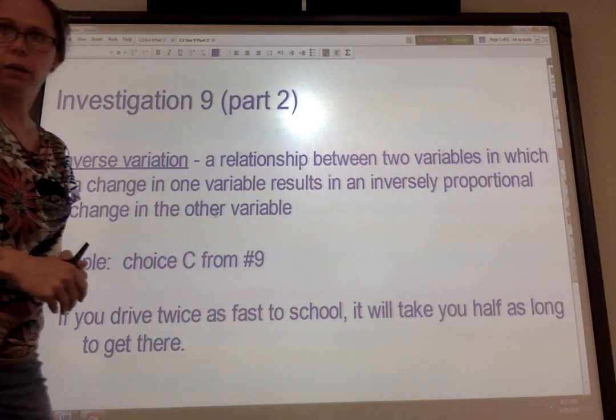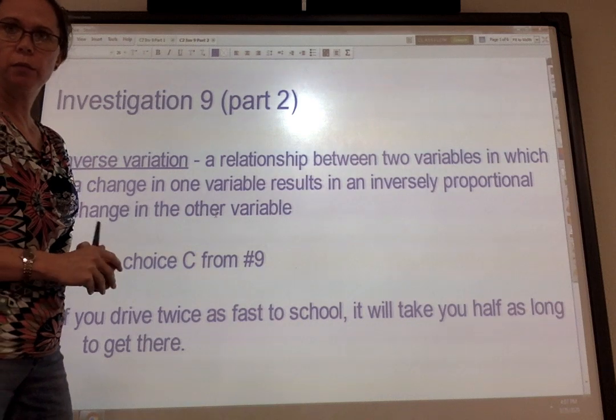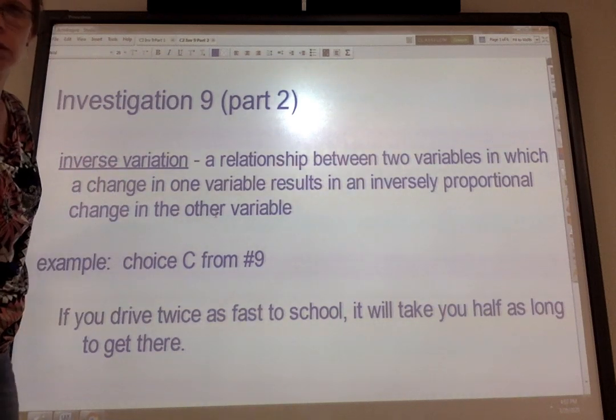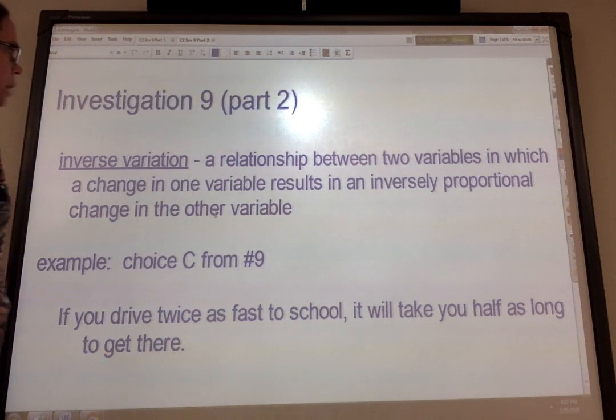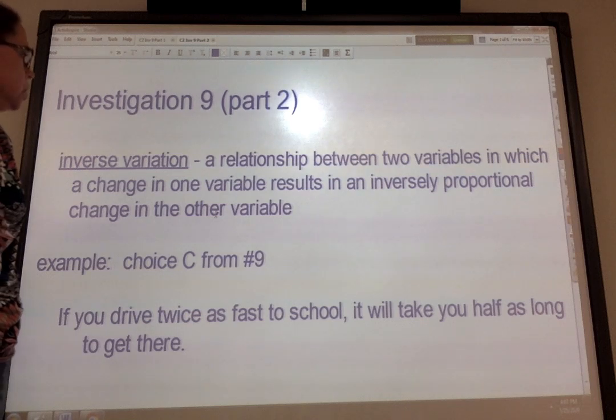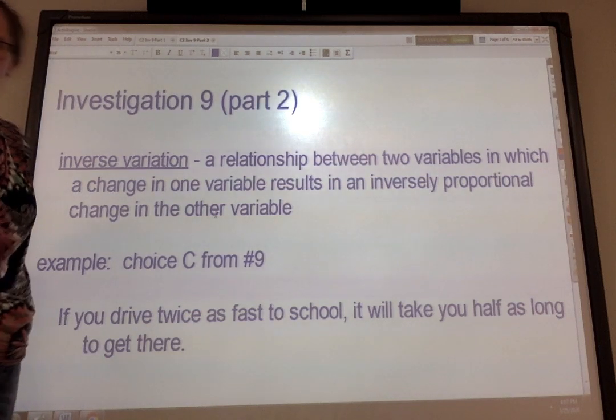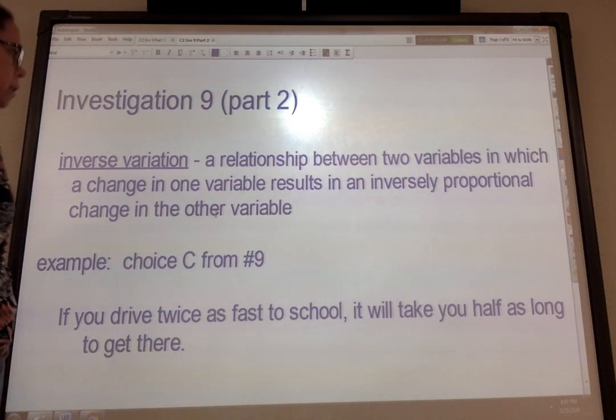Okay, the first part was about direct variation. So our last part is about inverse variation. Make sure you get this definition in your notes. An inverse variation is a relationship between two variables in which a change in one variable results in an inversely proportional change in the other variable. Okay, that's a long definition.